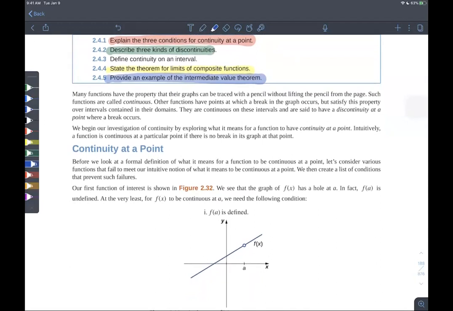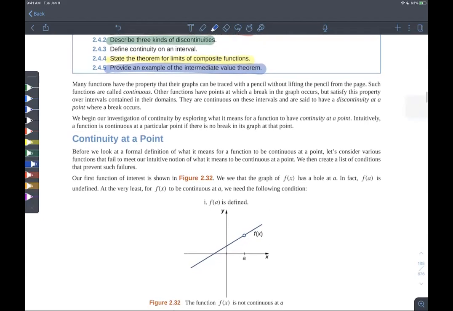Other functions have points at which a break in the graph occurs, but satisfy this property over intervals contained in their domains. They are continuous on these intervals and are said to have a discontinuity at a point where a break occurs. We begin our investigation of continuity by exploring what it means for a function to have continuity at a point. Intuitively, a function is continuous at a particular point if there is no break in its graph at that point. Okay, so that last sentence is pretty good. A function is continuous at a particular point if there is no break in the graph at that point.